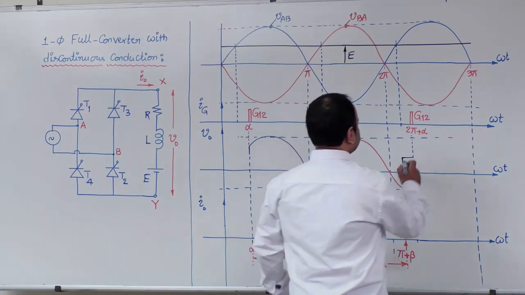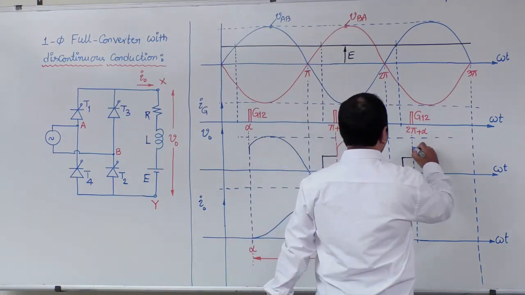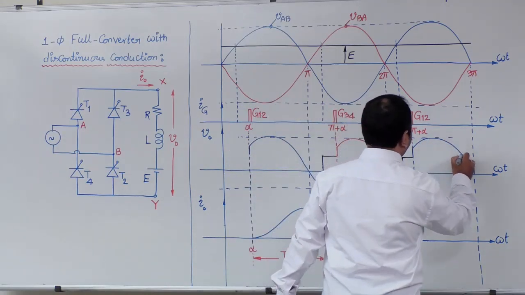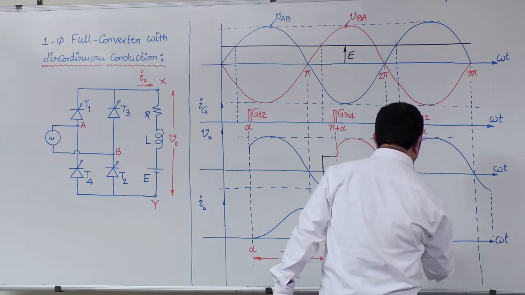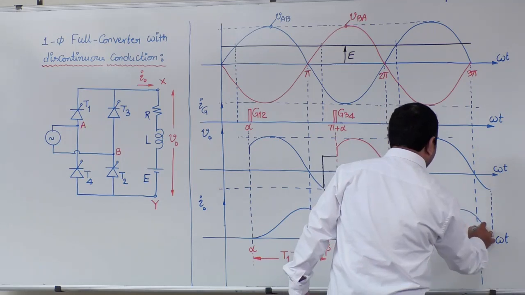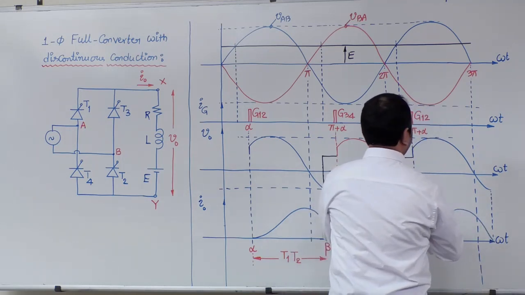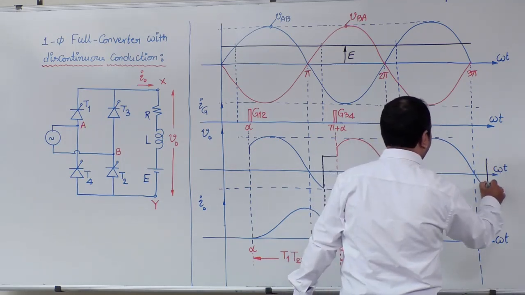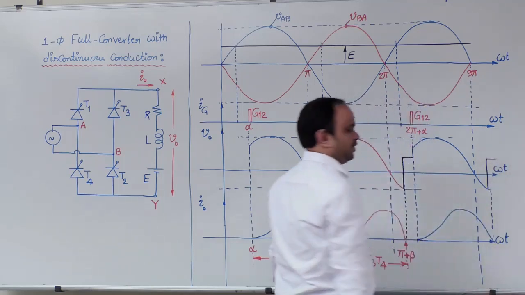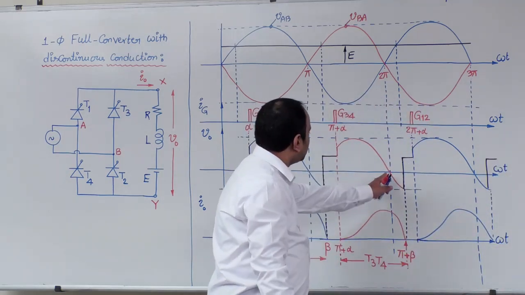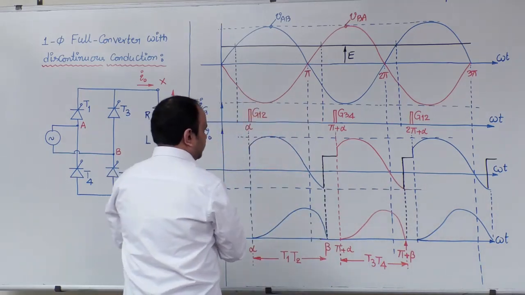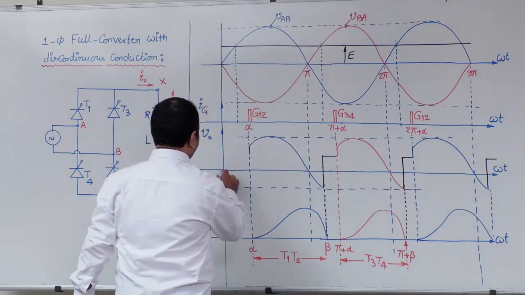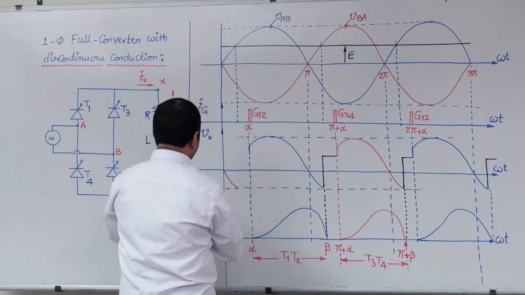Now after this, again the same waveform will repeat periodically. This is how the output voltage and output current waveforms look. Now 2 pi to 2 pi plus alpha, this particular waveform portion will be same as that of 0 to alpha.